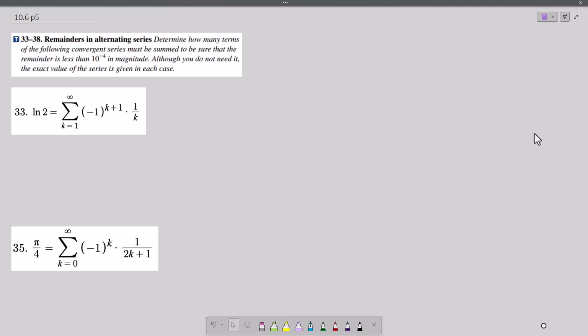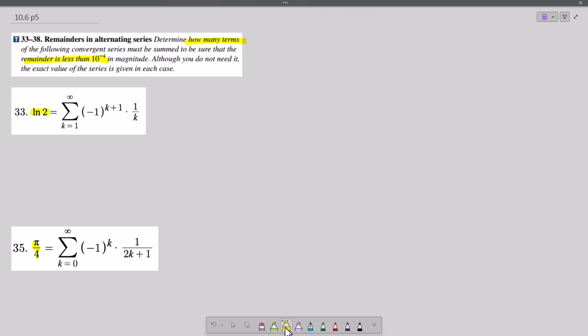So let's try some of these. We want to figure out how many terms have to be added together. This is a convergent series. They tell us what these converge to. That's kind of irrelevant here in a lot of ways. But these are series that have known limits, known values, and we want to have the remainder be less than 10 to the negative 4.